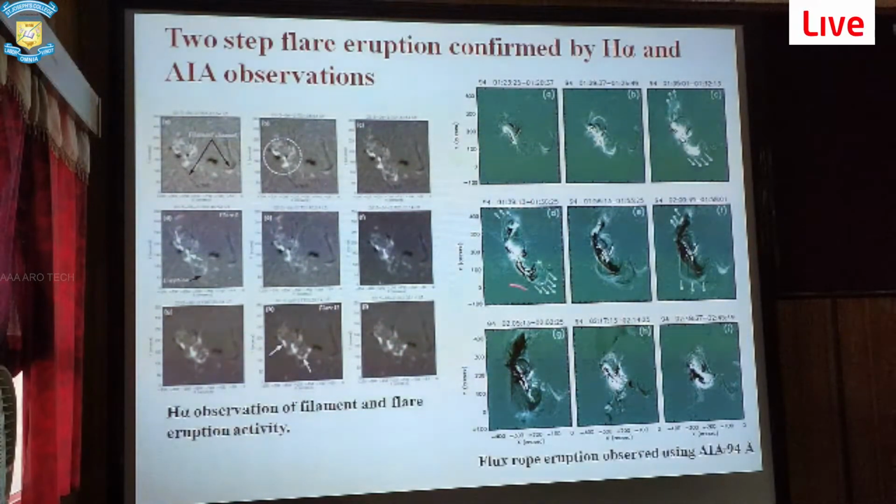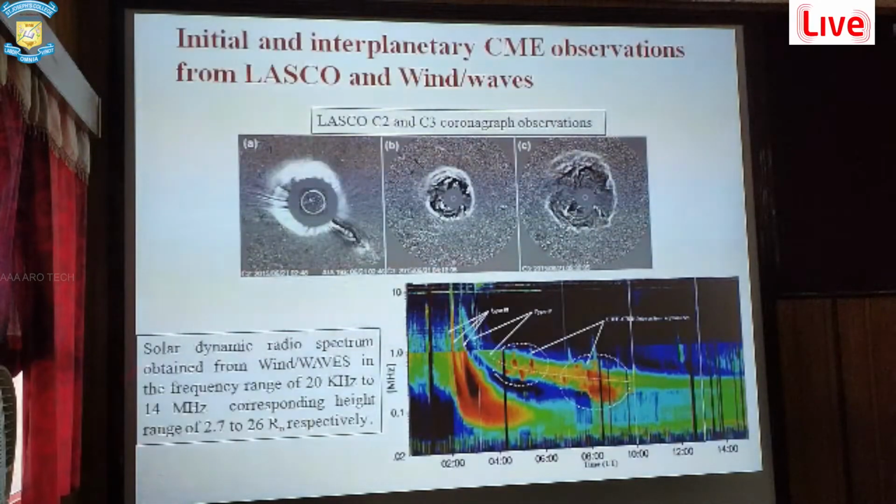This is equivalent to the 94 angstrom observation. So how is the plasma moving? Initially it is moving this side. This is related with the first eruption. Then after some time it is moving in the southern direction. So two-step eruption, here we can confirm this two-step eruption. This is the first step eruption, and this is the second step eruption. Same thing we can observe in H alpha also. Here we can see the filament eruption. So after the successful eruption of the filament, we observed the CME from the particular active region.